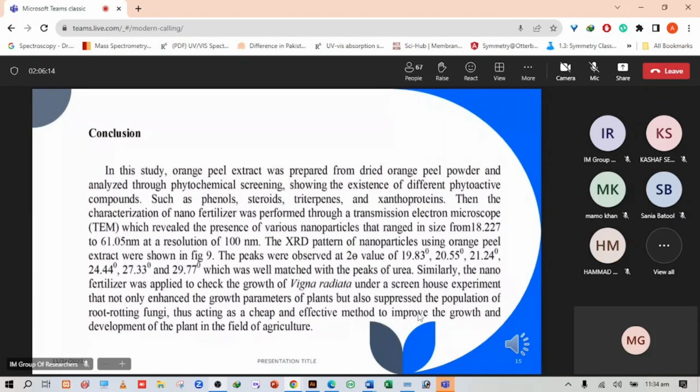The X-ray diffraction patterns of the nanoparticles made using orange peel extract are also shown in the above-described figure. The peaks were observed at the 2 theta value, and the different peaks observed were well matched with the peaks of the urea. Similarly, the nanofertilizer was applied to check the growth of Vigna radiata under greenhouse experiments, which not only enhanced the growth of the plants but also suppressed or reduced the populations of the root-rotting pathogens, as indicated in the graph, thus acting as a cheap and effective method to promote the growth and development of the plant in the field of agriculture.